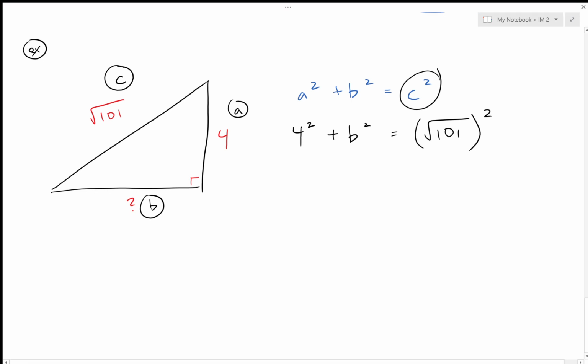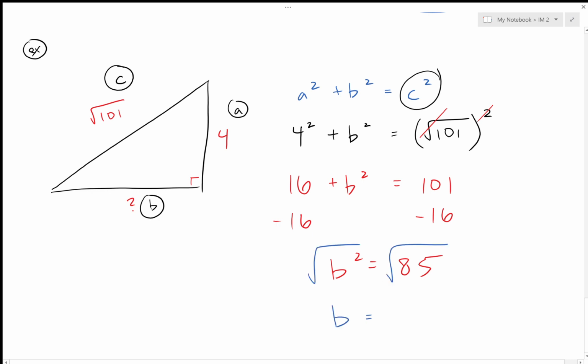All right, so let's see, I've got 16 plus B squared equals, and again, remember from our review earlier, these cancel each other out, so we get 101 minus 16 on both sides. So B squared equals, and I go over to my calculator, 101 minus 16, 85. Remember, last step, square root stuff.